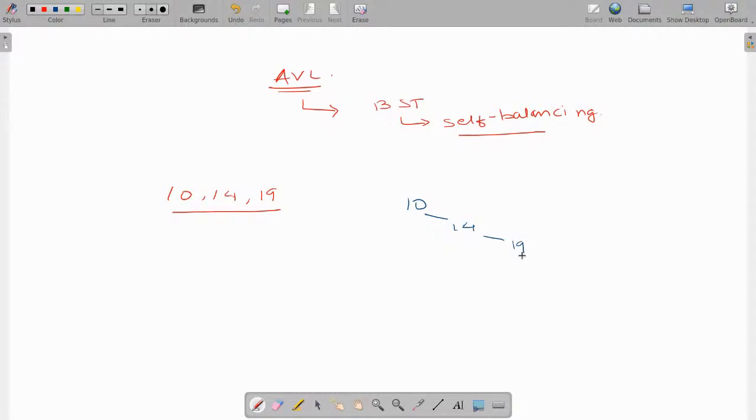So what will happen now? Suppose that we have constructed not a normal binary search tree, but a binary search tree that was an AVL tree.